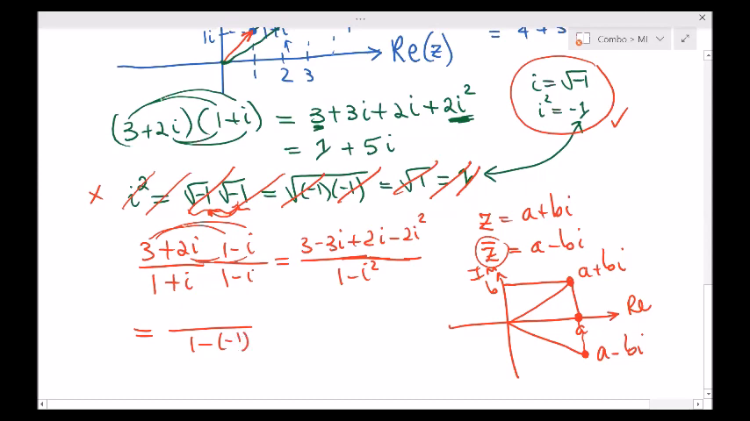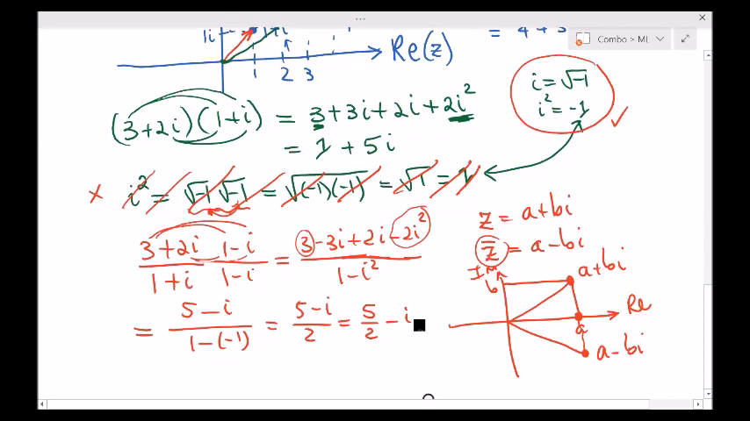And in the numerator, we will get 3. And then this is also a real number. i squared is minus 1, so that's a 2. So 5. And then we still have minus i here. So ultimately, this is 5 minus i over 2. Or if you will, you can write it as 5 over 2 minus i times 1 over 2. So clearly, the real part is 5 over 2, and the imaginary part of this complex number is minus 1/2.